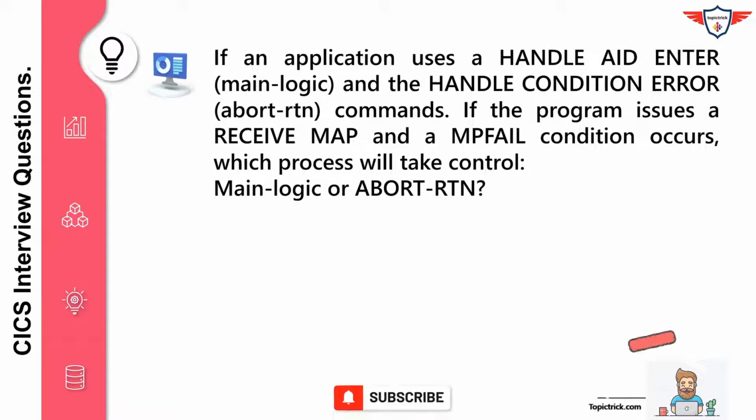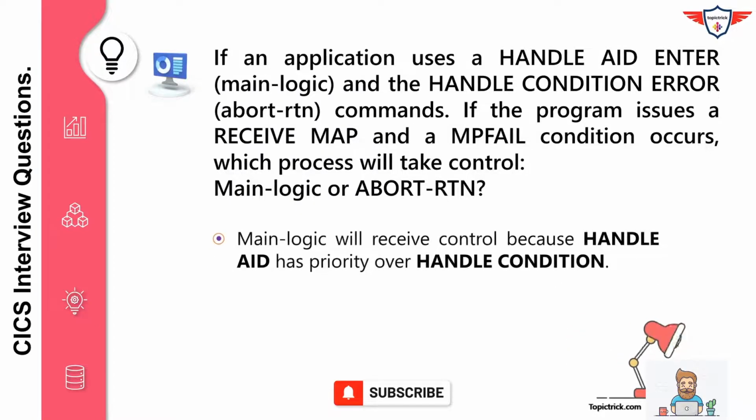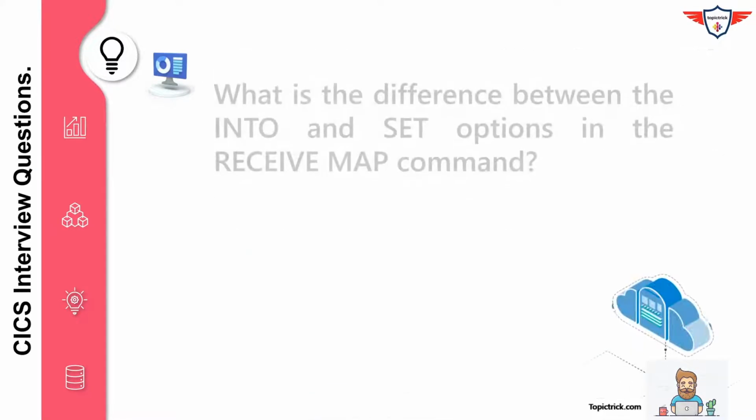If an application uses a HANDLE AID ENTER MAIN-LOGIC, and the HANDLE CONDITION ERROR ABORT-RTN commands, if the program issues a RECEIVE MAP and a fail condition occurs, which process will take control, MAIN-LOGIC or ABORT-RTN? Main logic will receive control because HANDLE AID has priority over HANDLE CONDITION.